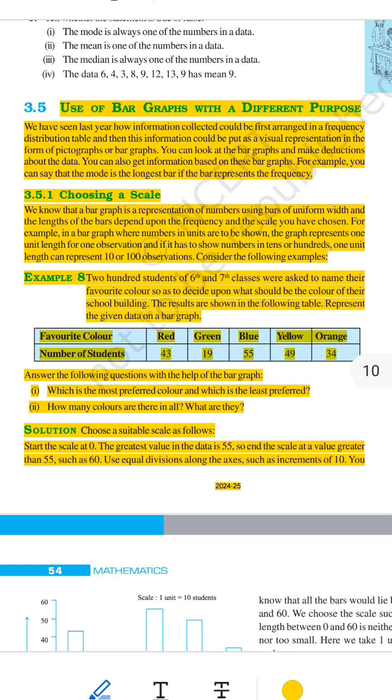Of course, here's your greatest, deepest, most detailed summary of bar graphs and choosing scales, explained in the simplest words so you'll never forget it.